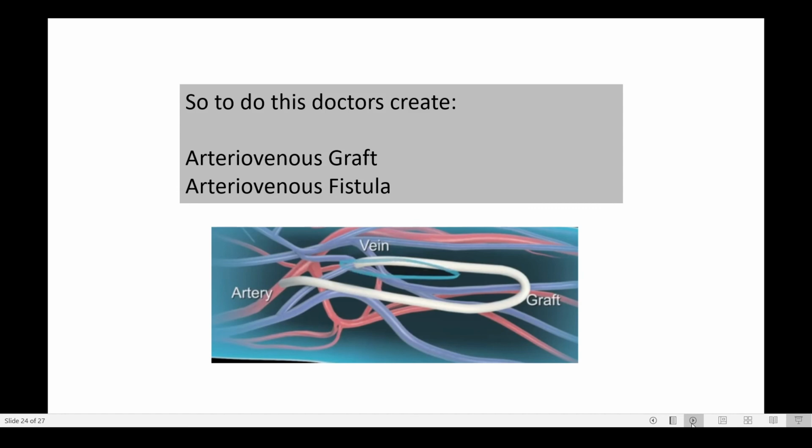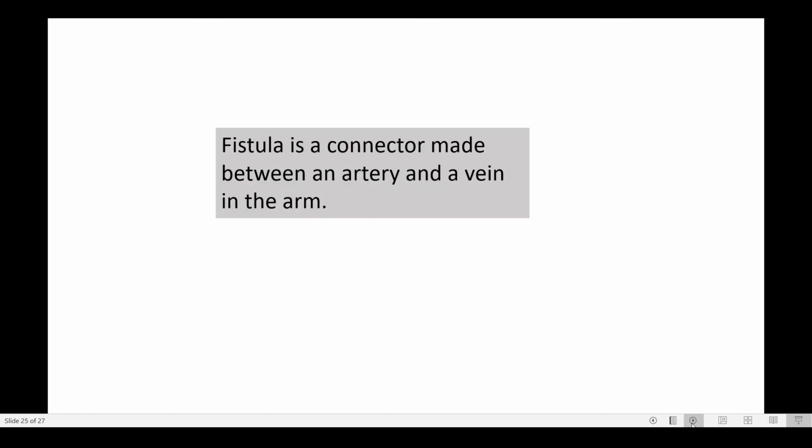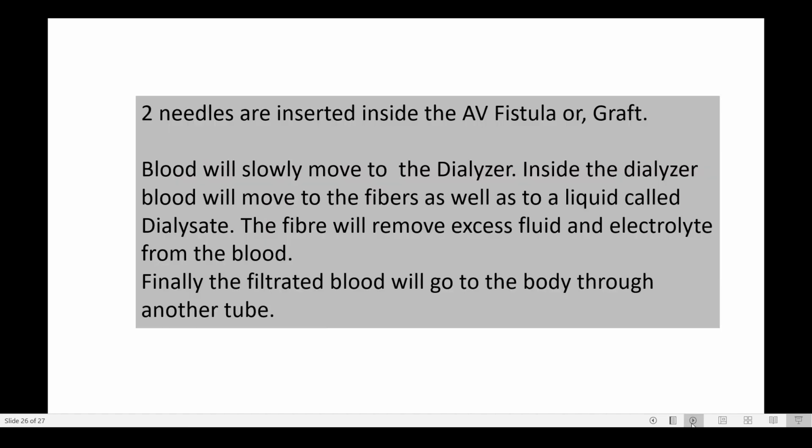And here in this picture you can see the plastic graft has been inserted in between the vein as well as the artery. And fistula is another thing which is a connector made between an artery and a vein in the arm. Now the two needles are inserted inside the AV fistula or the graft and the blood will slowly move to the dialyzer. Inside the dialyzer, blood will move to the fibers as well as to a liquid called dialysate. The fiber will remove the excess fluid and electrolyte from the blood, and finally the filtered blood will go to the body through another tube.